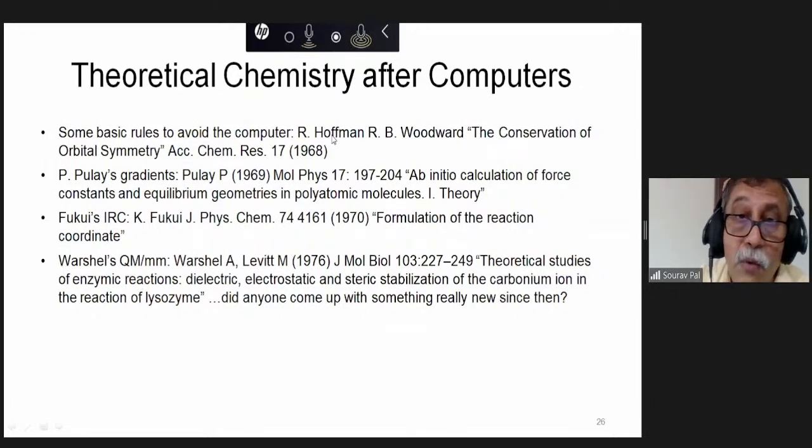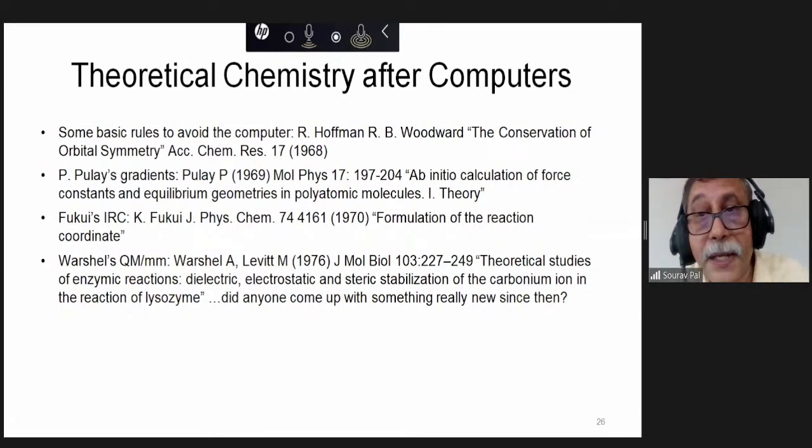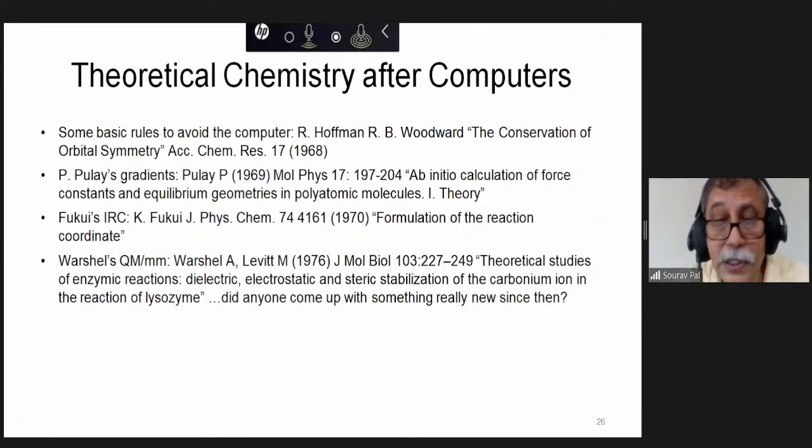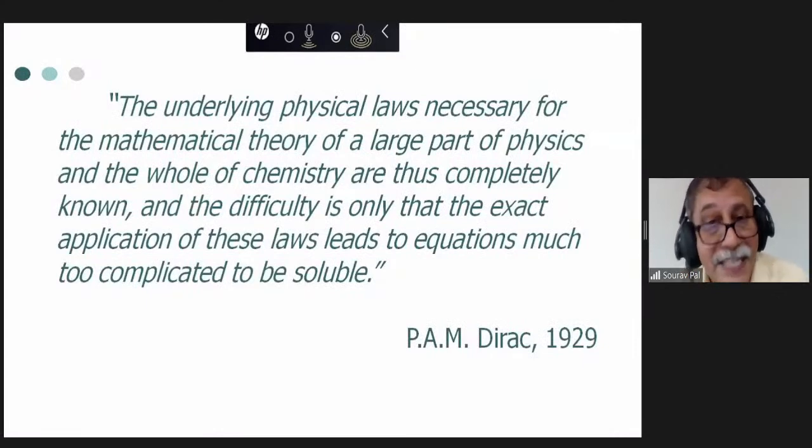There is, of course, in between, work by Woodward and Hoffmann, which actually told how to not even use the computer. I must say this, some basic rules to avoid the computer by simply looking at the conservation of orbital symmetry. So there has been a lot of discussion in the 50s, 60s, and 70s on how much we can do without the computers, without use of big computers. But today, of course, we know that the computers are essential.